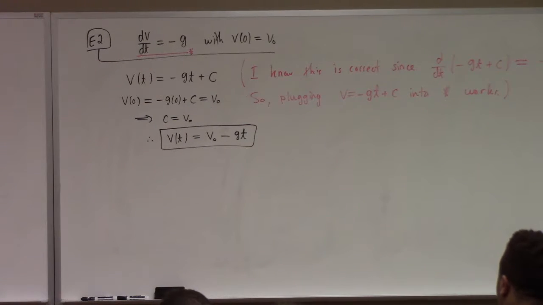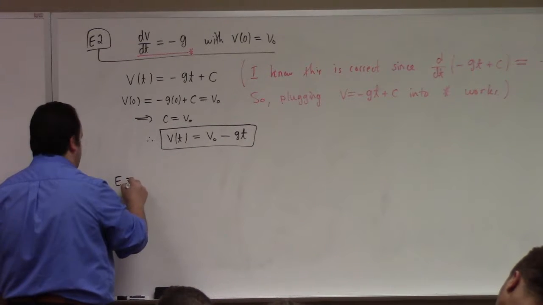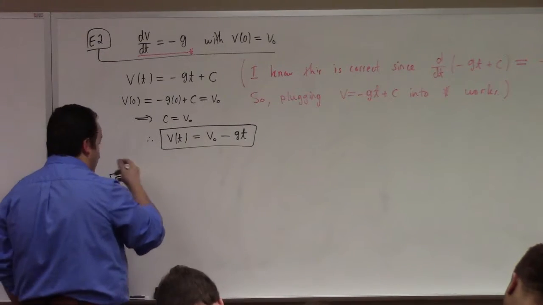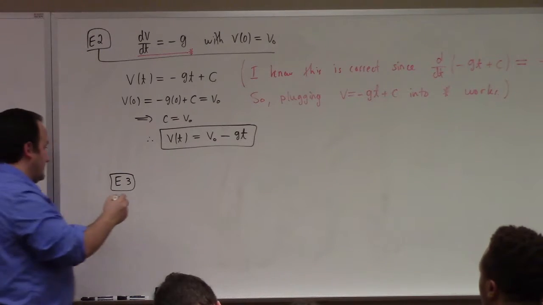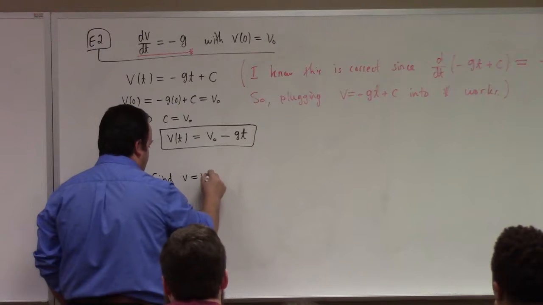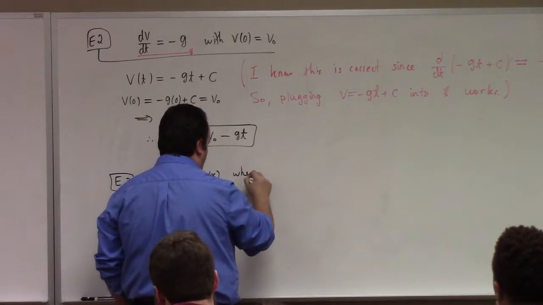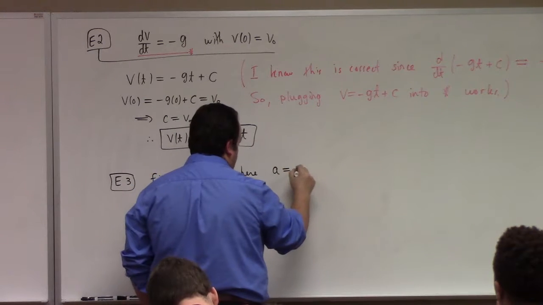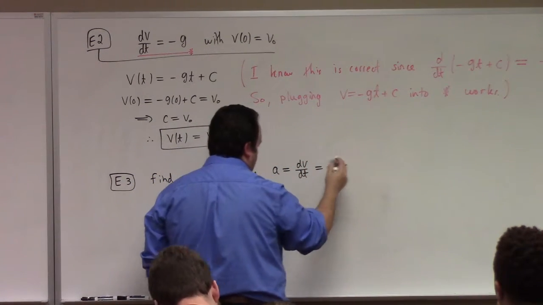Constant acceleration, I should say, minus g. Now, this method falls flat if we try to do something like this. What if we wanted to find velocity as a function of position in this context? Find velocity as a function of position where acceleration, which is dv dt, is equal to minus g.